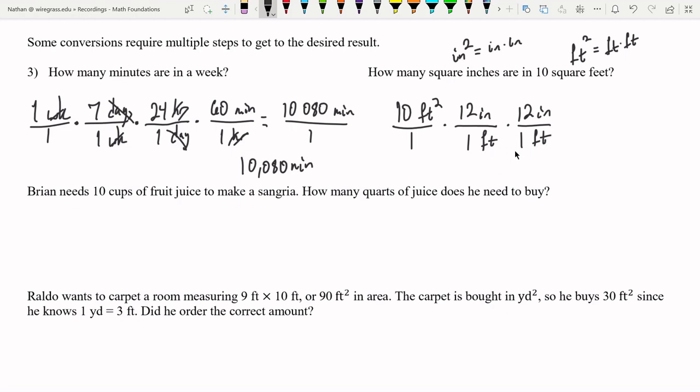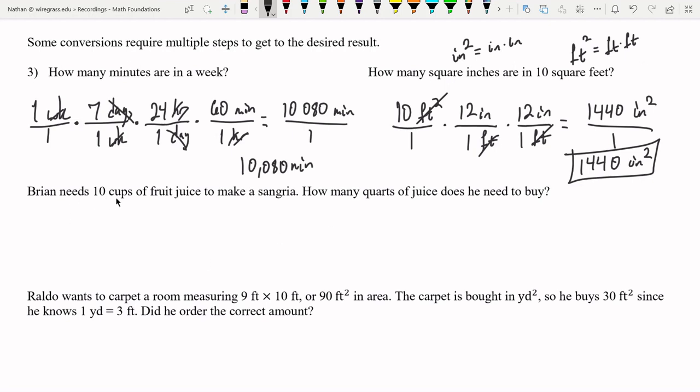Feet times feet is feet squared, and that will cancel with this feet squared. So those cancel each other. What I'm left with is 10 times 12 times 12. That's going to be 144 times 10 is 1,440. Inch times inch is inch squared over 1. In other words, there's 1,440 inches squared in 10 square feet, or 10 feet squared.